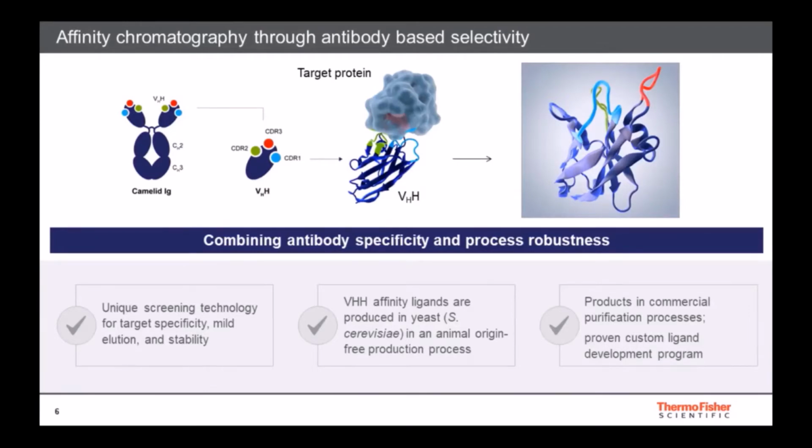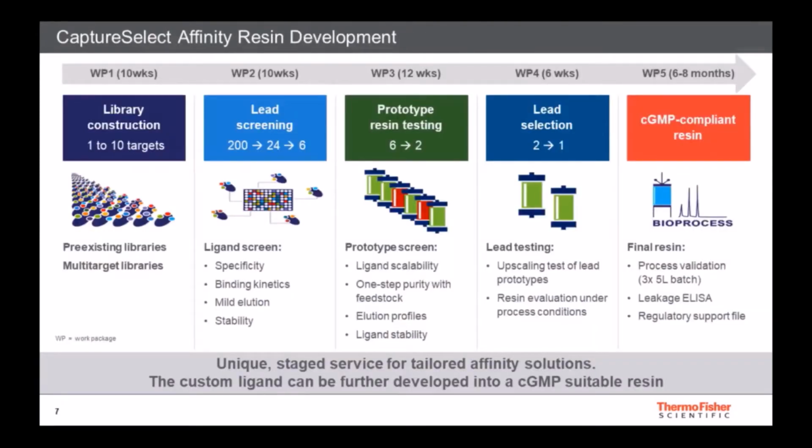We can also dial in mild elution and really target very specific molecules as well as epitopes found on that molecule with this technology. Because these are small subunits, we can also manufacture these in yeast, and so it's an entirely animal origin-free production process. So over the years, a number of these products are actually used in commercial scale manufacturing, so they've been completely run through all regulatory agencies. So they're validated from that perspective as well. It's a very tried and true technology.